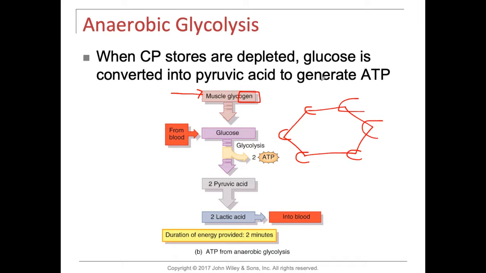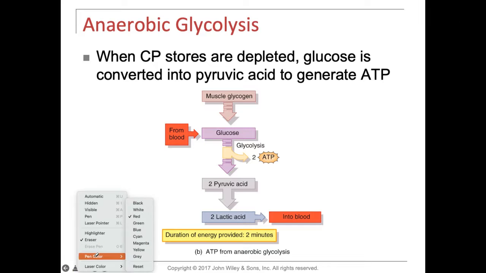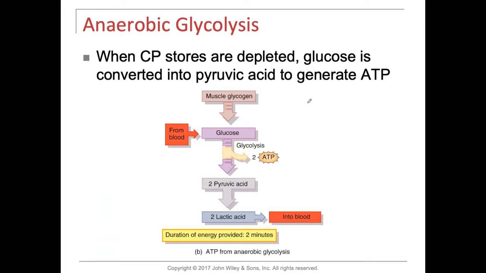Now glycolysis takes place and you split that in half. When this 6-carbon sugar is split, you end up getting 2 3-carbon sugars. 1, 2, 3, 4, 5, 6. That's because this bond here and here is removed and this one's removed. Okay. So this is called pyruvic acid.